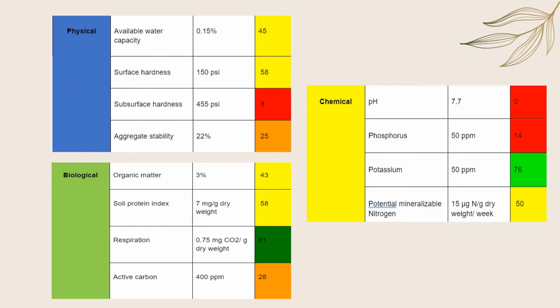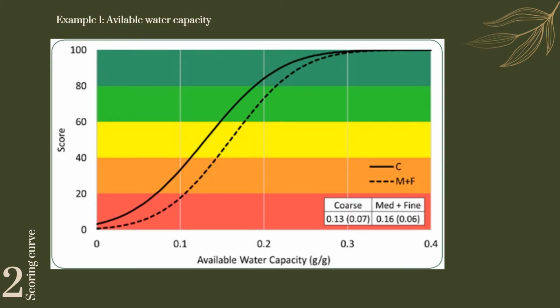Here you can see the color of each indicator that represents the score rating, and I will explain one example, which is available water capacity, in the next slide. Here you can see the score curve to indicate the color. So the texture of the soil is medium, it's the dashed line. For the available water capacity, go to 0.15 here and go up to 45, and the result will be the yellow color.